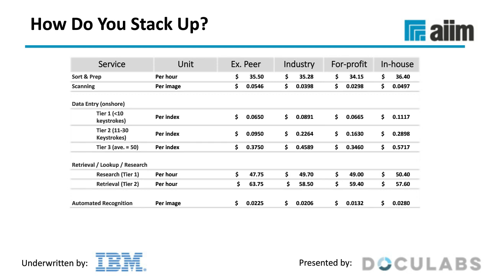But take a look at this. These costs come from in-house and BPO or for-profit operations, and we break the cost into services or activities like sort and prep, scanning, data entry, exception handling, research, and automated recognition, some of the fancier stuff that David was talking about. Then we break it into tiers from simple to complex and so on. And we look at an example in-house operation, which may well be like your own. It's kind of in the middle of the pack.